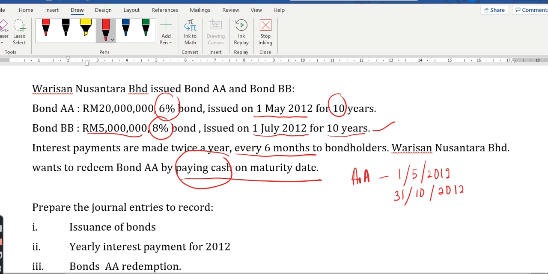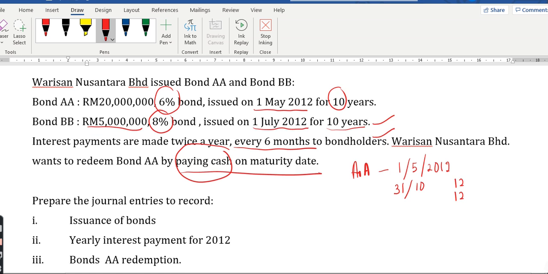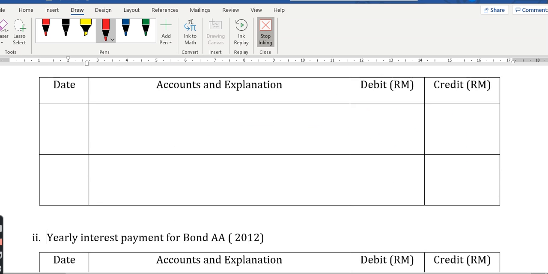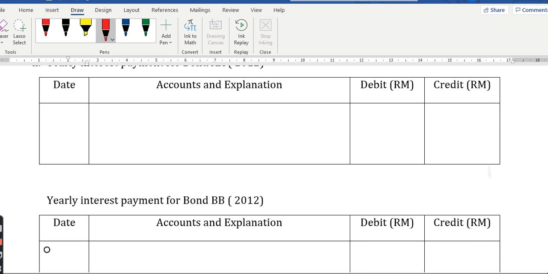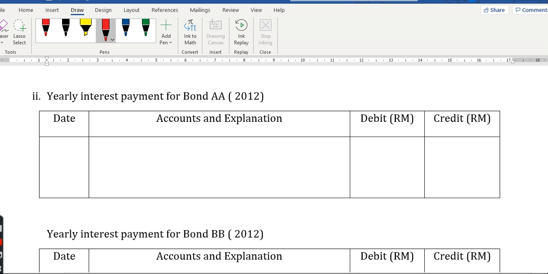So we go through the journal entries to record the issuance of the bond. Here we are supposed to record the issuance for the bond.